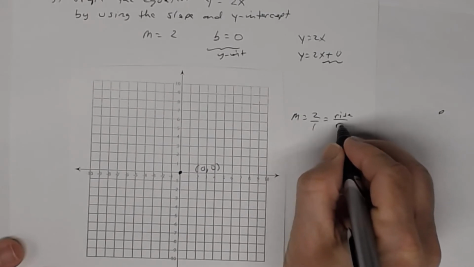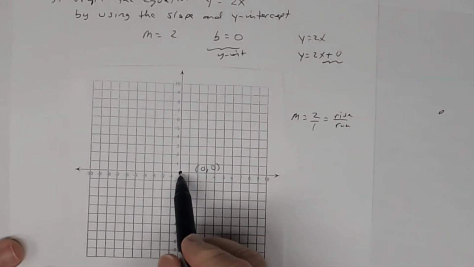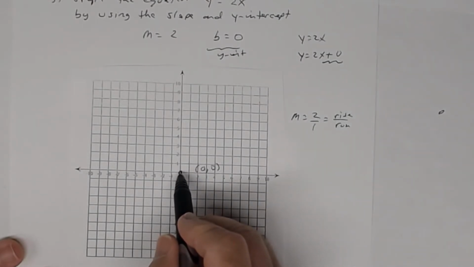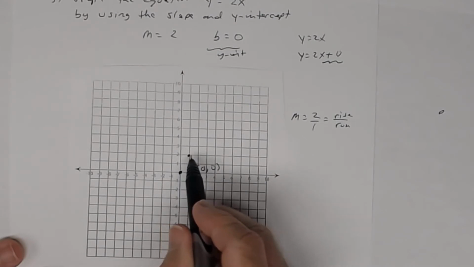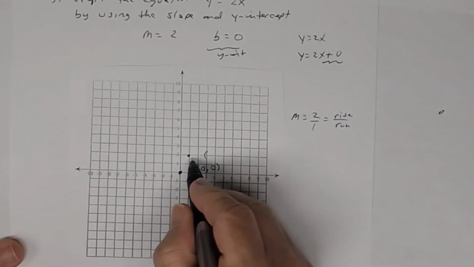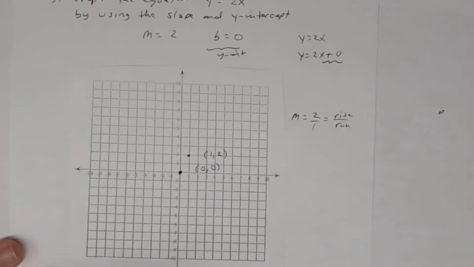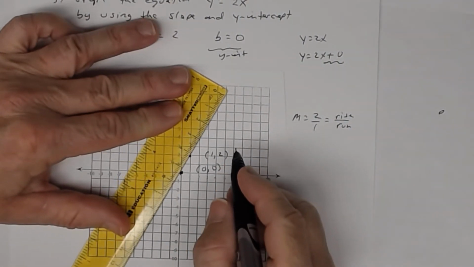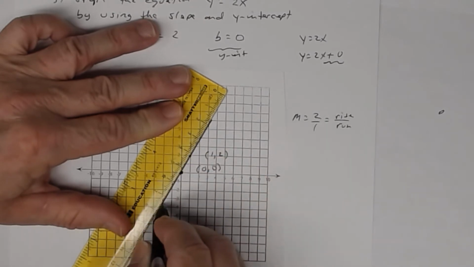Rise over run. So from here, my rise is positive, my run's positive. So rise is 2, so I go up 2, 1, 2. My run's positive, I go to the right 1. And so there's the other point, and that's coordinates 1, 2. And so you graph the line and you're done. That's it. That is all you do. All right, so that's number 5. Okay, number 6.